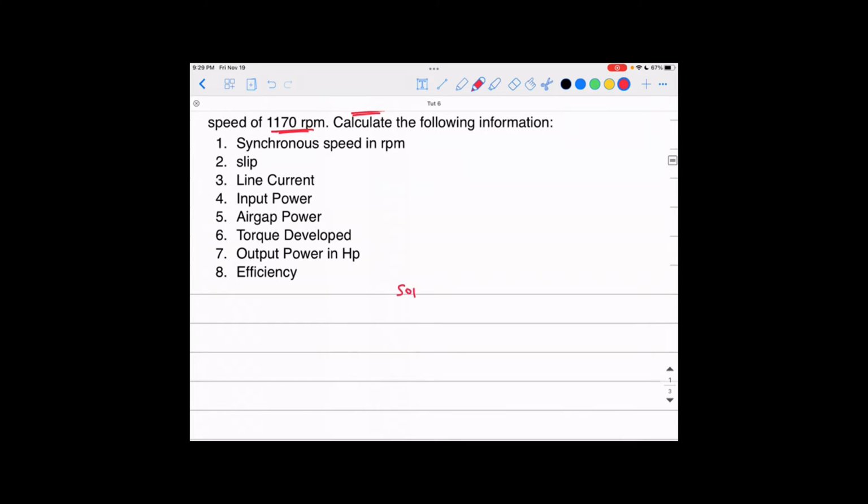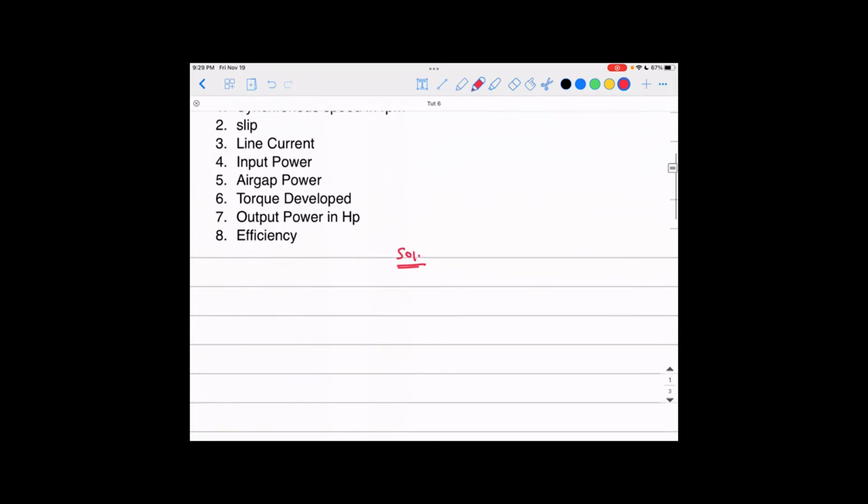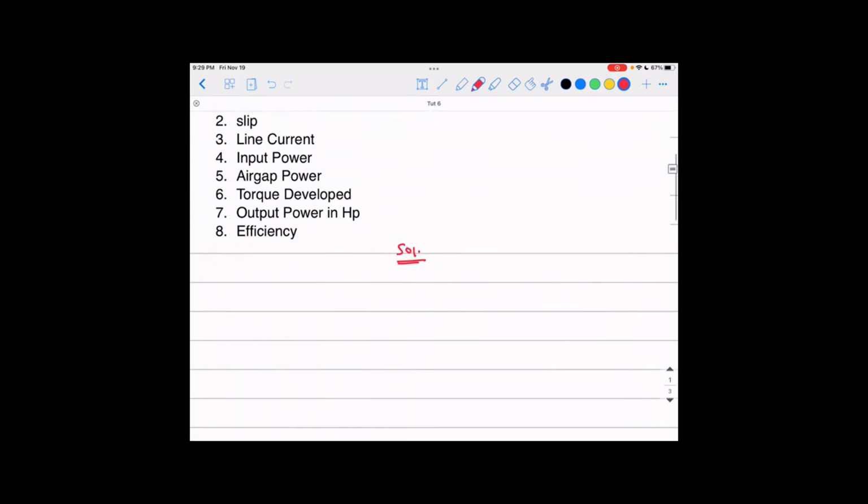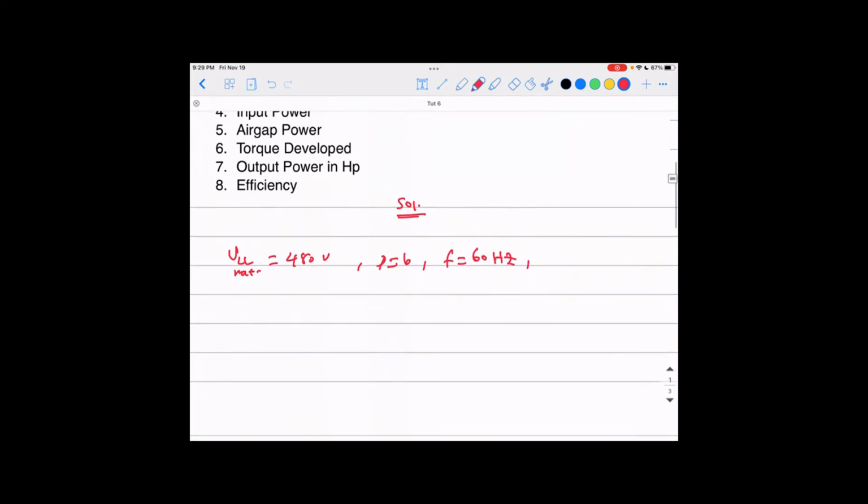Okay, let's try to solve this. First of all, just list your ratings. The rated line-to-line voltage used here is 408 volts, and the number of poles is 6. The frequency is 60 hertz. The machine is delta connected. The rotational losses are 1300 watts, and the speed of the machine, that means the rotor mechanical speed, is 1170 RPMs.